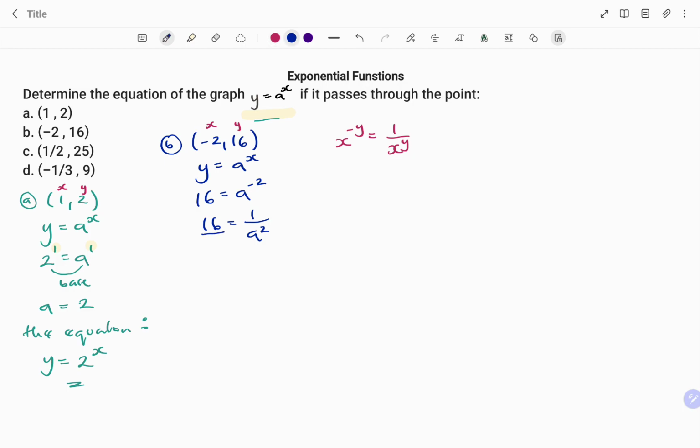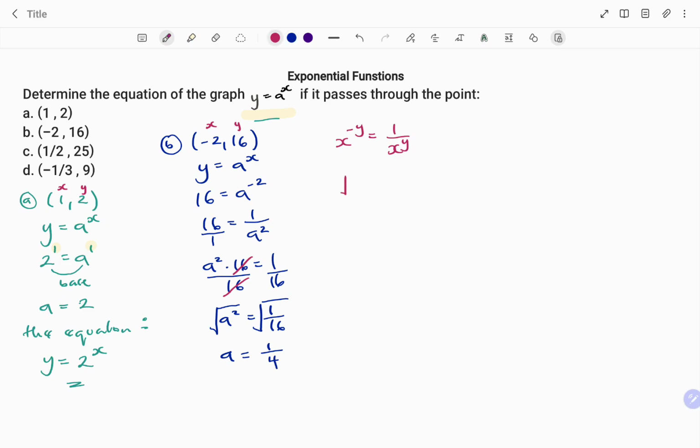Every whole number is divided by 1. There's an invisible 1 at the bottom, so I can make that 16 over 1, which is still the same thing as 16. If I cross multiply from here, I have a squared times 16 equals 1 times 1, that's 1. Dividing both sides by 16, I have 16 divided by 16, that will give us 1. I'm left with a squared equals 1 over 16. And to find the value of a, you will need to square root both sides. So I have a equals 1 over 4.